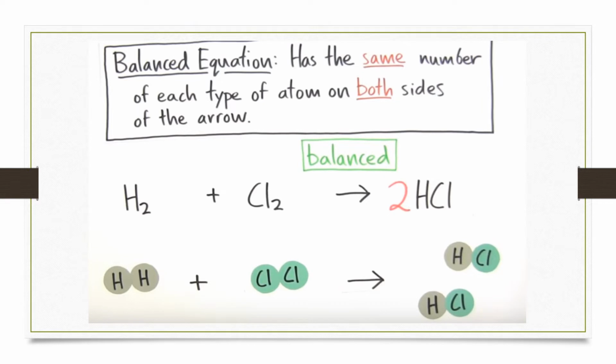To obtain a balanced chemical equation, you should put a coefficient 2 in front of HCl to show that there are 2 molecules of HCl. Thus, H2 plus Cl2 gives 2HCl is a balanced chemical equation.